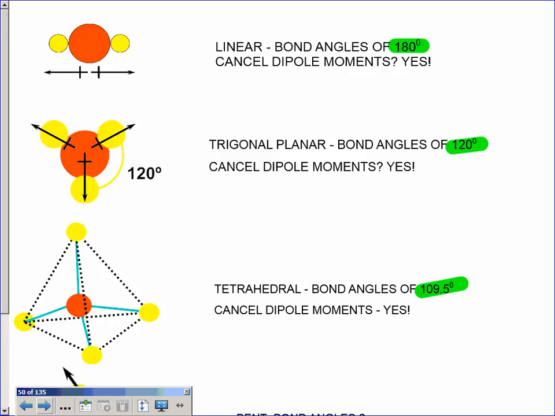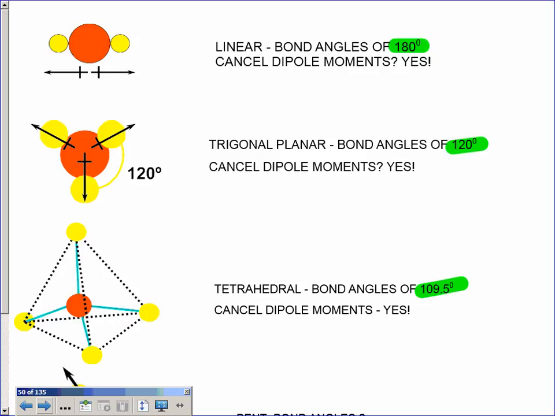Oh, this is a good diagram of seeing how the dipole forces cancel each other out. So this is a linear structure, cancel each other out. 120s cancel each other out. And tetrahedral, they're all the same bond, can also cancel each other out because they're all pulling in not exactly opposite directions, but opposite enough to be considered cancellation is occurring. So those are some of the easy ones that are the non-expanded octets.